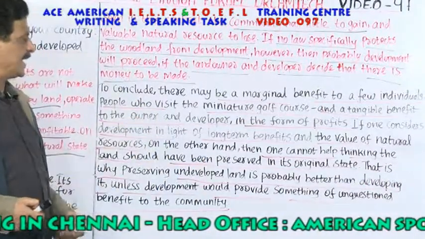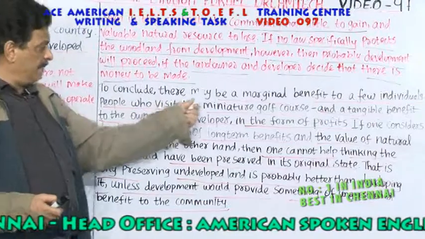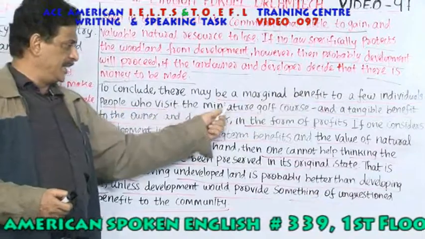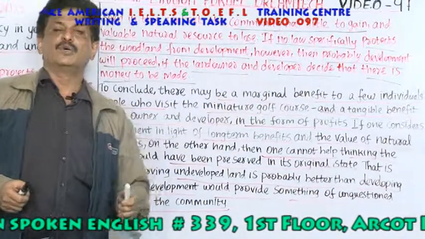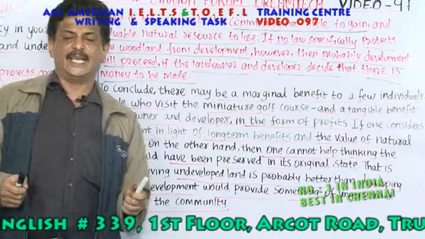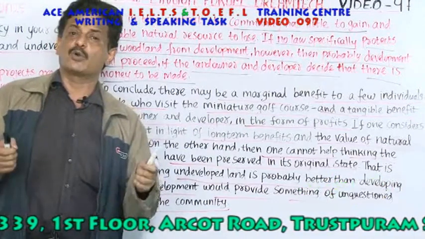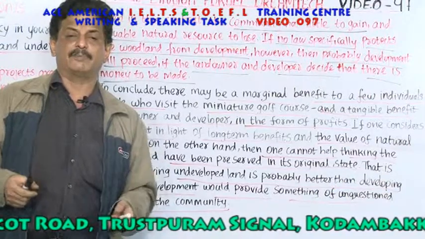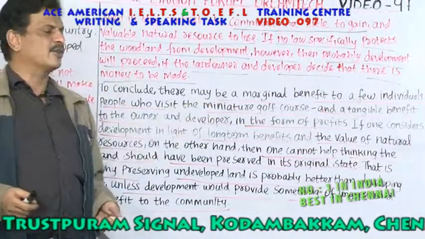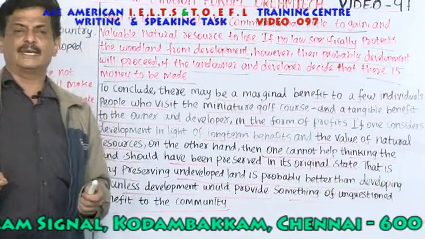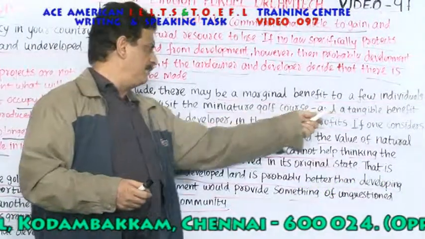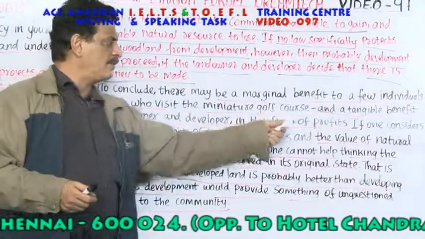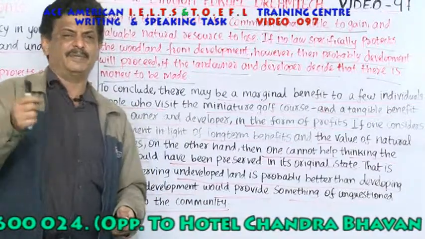So அடுத்ததாக இறுதியாக முடிவுரையாக, to conclude, there may be a marginal benefit to a few individuals, people who visit the miniature golf course. ஒரு பெரிய வளமான இடத்தை கால்ஃப் விளையாட்டு மையமாக உருவாக்குவதற்கு குறைந்தது 500 ஏக்கர் நிலத்தை மரங்களை வெட்டியாக வேண்டும், இடத்தை பதப்படுத்த வேண்டும். இதன் மூலமாக லாபம் பெறக்கூடியவர்கள் ஒரு சில பணக்காரர்கள். And a tangible benefit to the owner and developer in the form of profits, லாபங்கள் மூலமாக ஒரு சில பேர்களுக்கு லாபம் கிடைக்கும்.